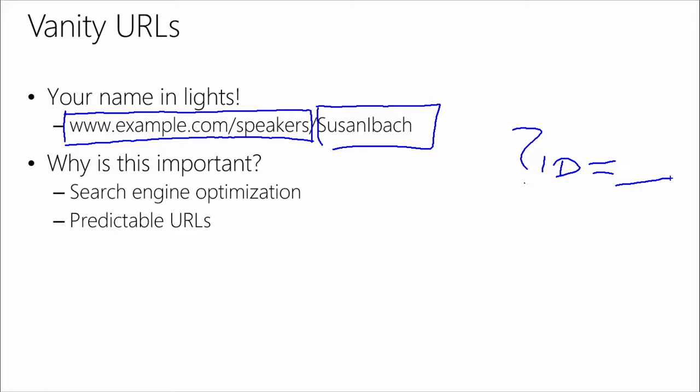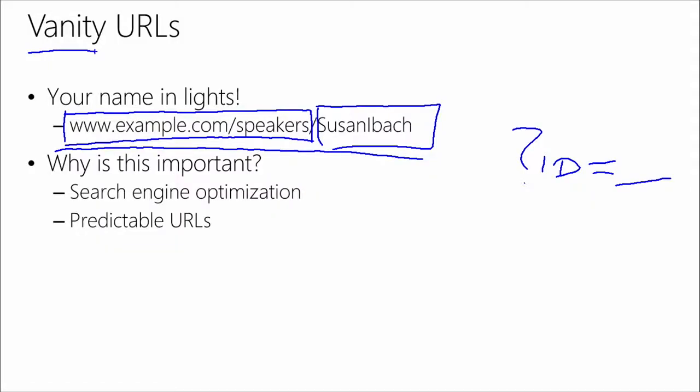We want to make sure that this is going to be nice and clean and easy, so that if I go to www.example.com/speakers/SusanIbach, guess what I'm going to see there? Christopher Harrison. Close. I figured you'd hacked my website. Not quite. What I'm going to see there is information about a speaker named Susan Ibach, and it's all right there in the URL.